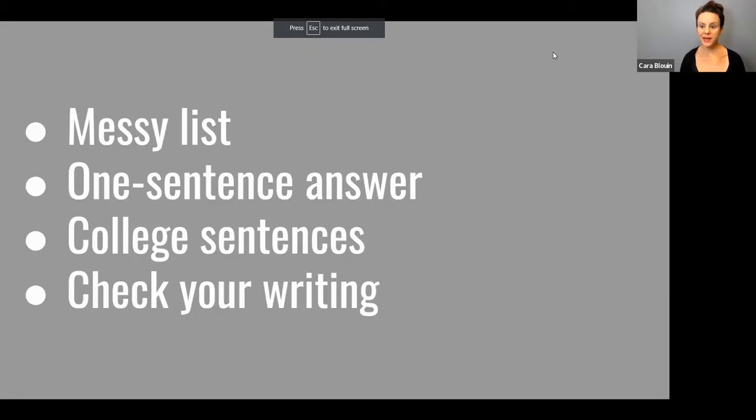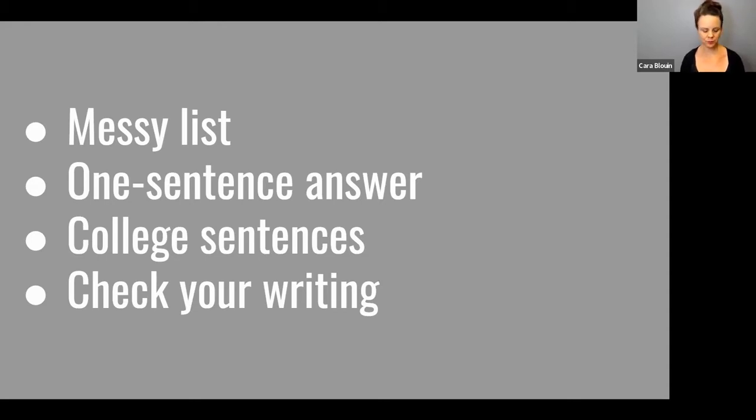We start with a messy list, getting ready to write. Then, looking at the messy list, come up with a 1-sentence answer to the question. Then, turn your messy list into college sentences. And finally, check your writing by making sure you have college sentences, that you've run spell check, and that everything makes sense.